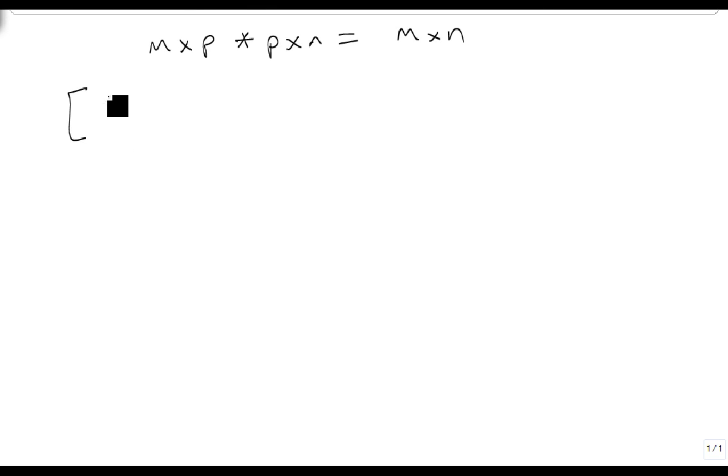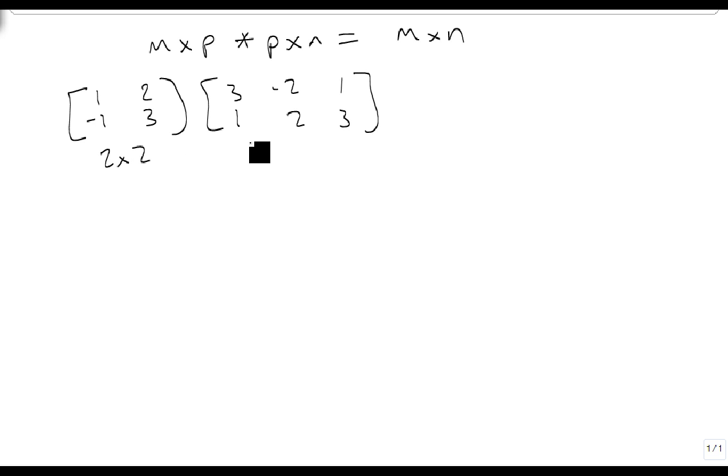We're going to start with the matrix 1, 2, minus 1, 3, and we're going to multiply that by 3, minus 2, 1, 1, 2, 3. So this is a 2 by 2 times a 2 by 3. Our insides match: the two columns here match the two rows here, which is exactly what we need. So this is going to be equal to a 2 by 3 matrix. Remember, the row from the first one and the column from the second one.